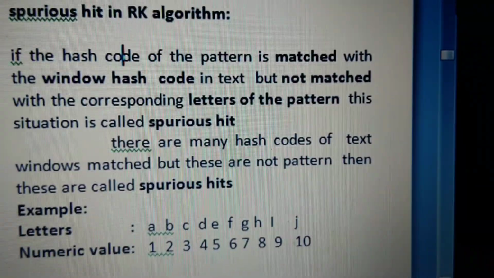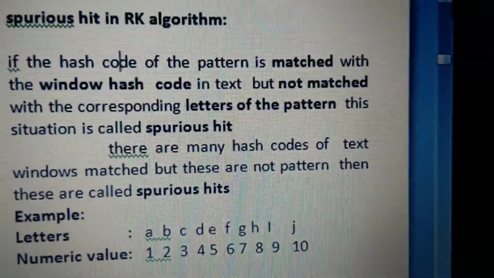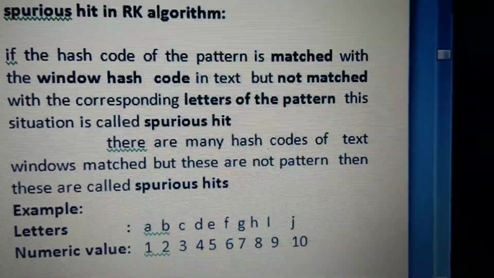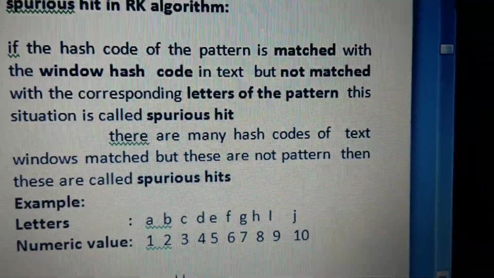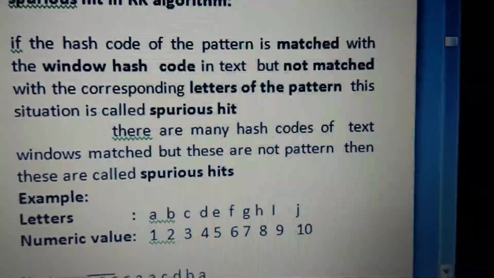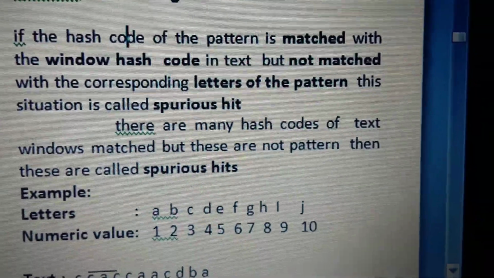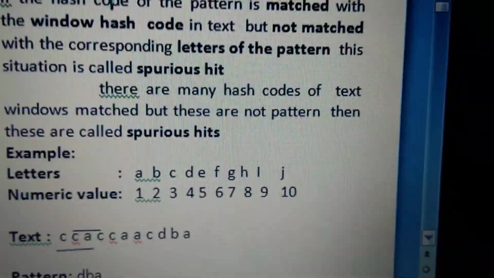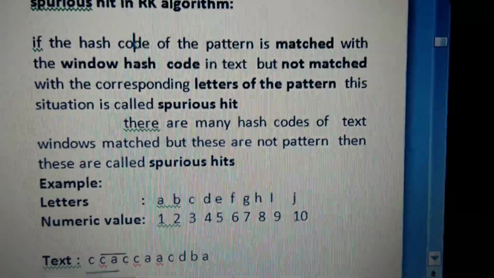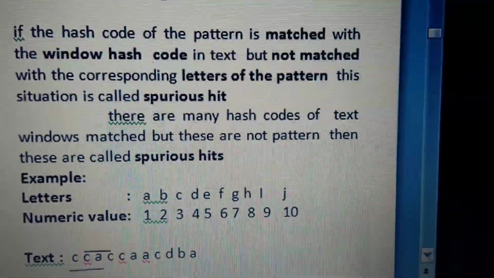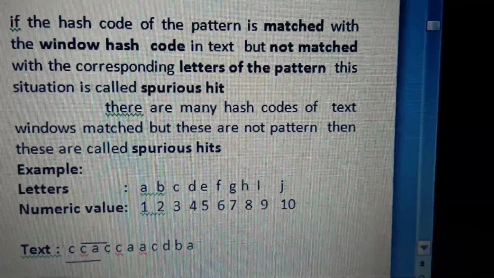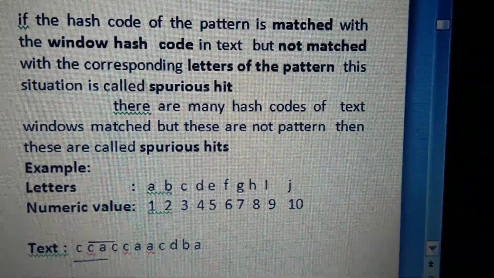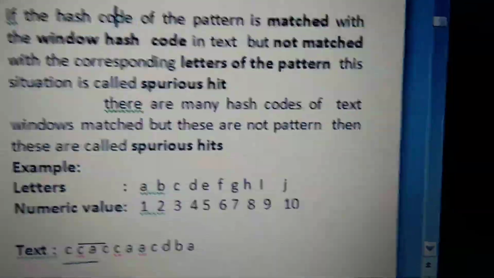Okay, then what is a spurious hit? If the hash code of the pattern is matched with the window's hash code in the text but not matched with the corresponding letters of the pattern, this situation is called a spurious hit. There are many hash codes of text windows matched but these are not the pattern, then these are called spurious hits.